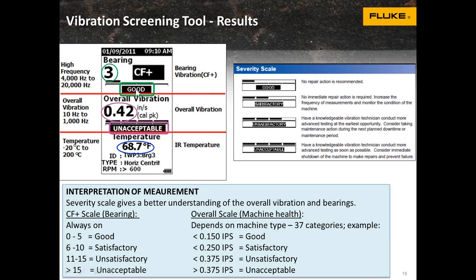So that gives you a number so that you know as you go along. We know that 6 is going to pop up here as satisfactory. When it gets to 12, it's unsatisfactory. So it's more than just a number. It tells you whether it's good or bad. The same thing with the overall vibration. When you set up the machine with one of the 37 categories, then it knows what vibration levels for overall vibration should be good, satisfactory, unsatisfactory, or unacceptable for your particular category of machine.